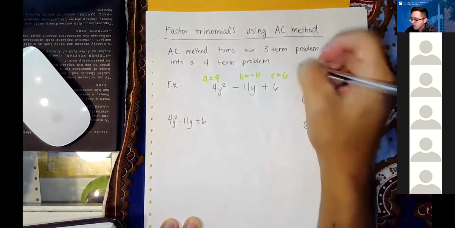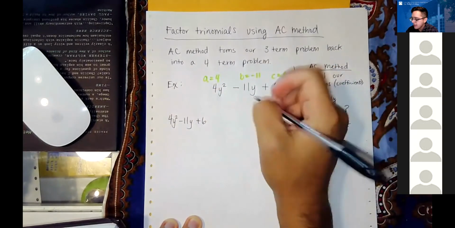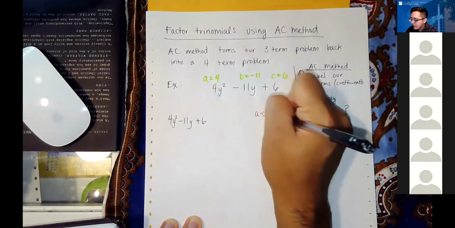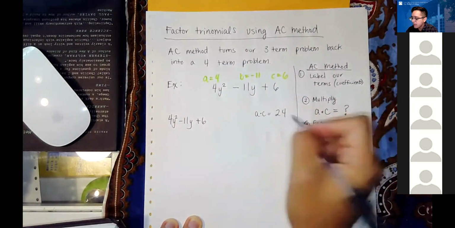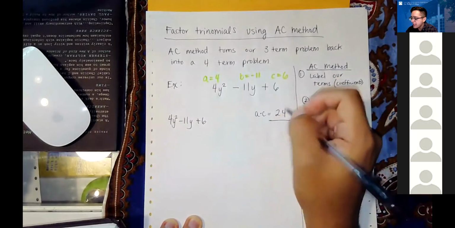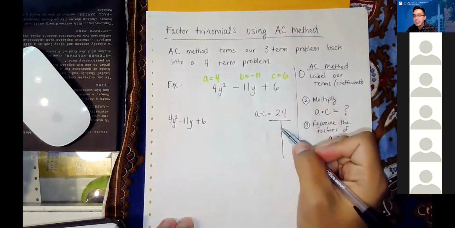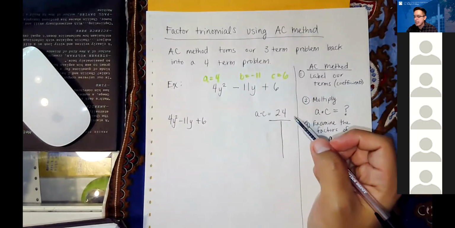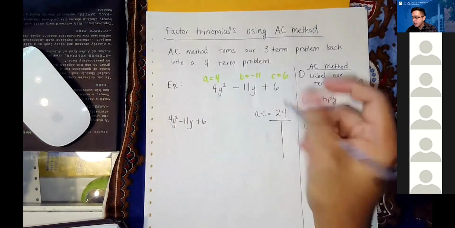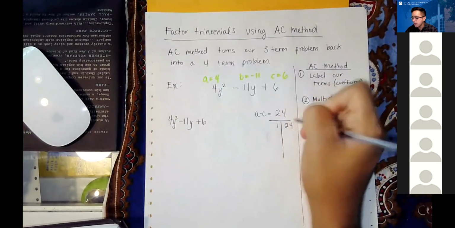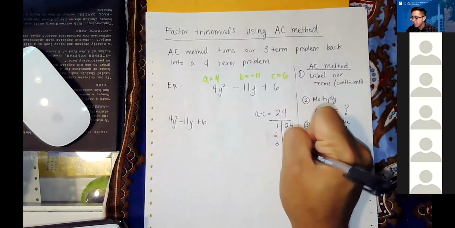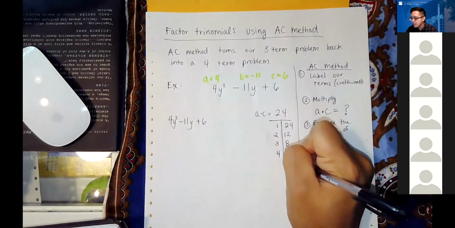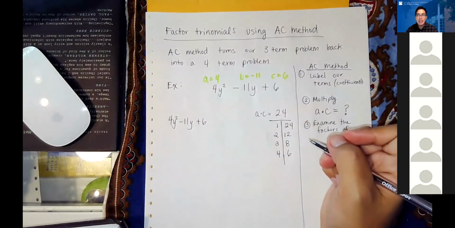And this requires sort of a lot of scratch space. A times C in this case, 4 times 6 is 24. And we're going to examine the factors of 24 using a t-chart. So we want to list all of the numbers that multiply to make 24, every factor pair. So 1 times 24, 2 times 12, 3 times 8, 4 times 6, 5 doesn't work, and then we're back at 6.